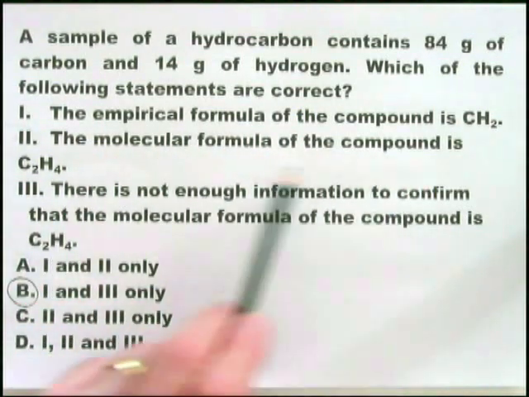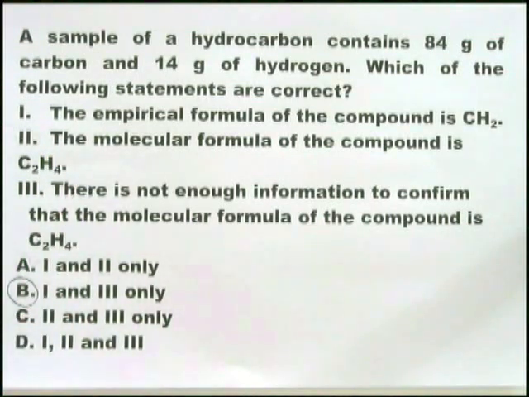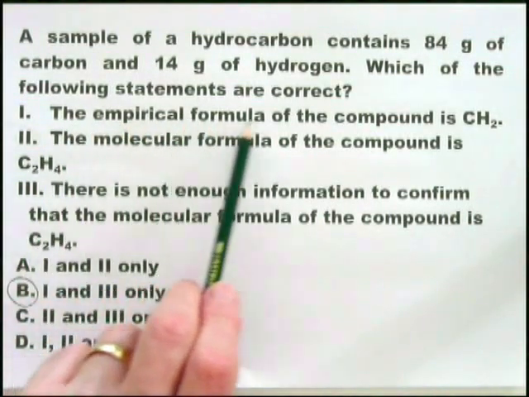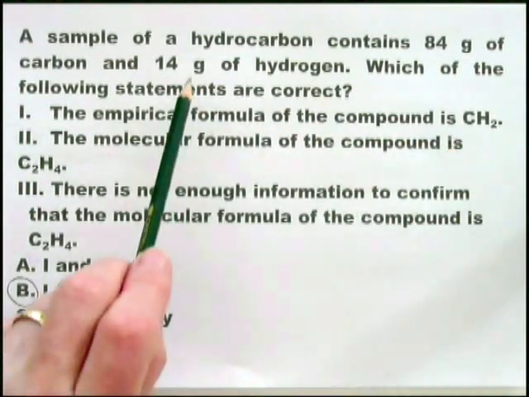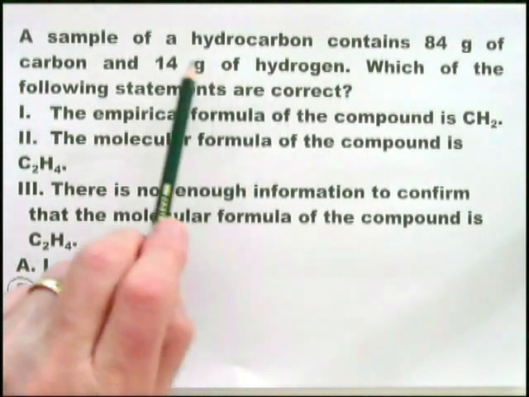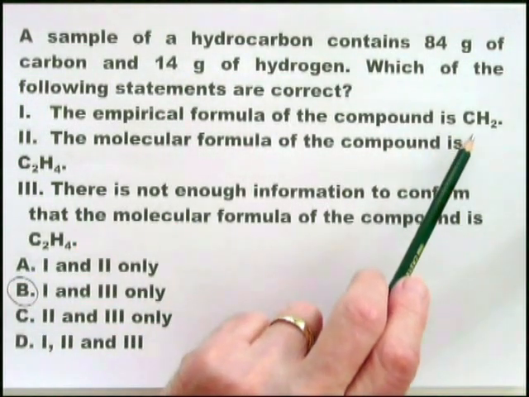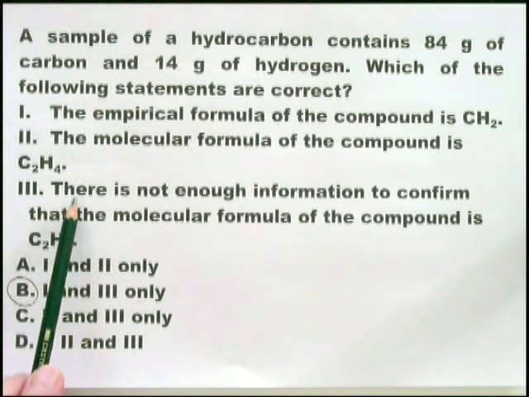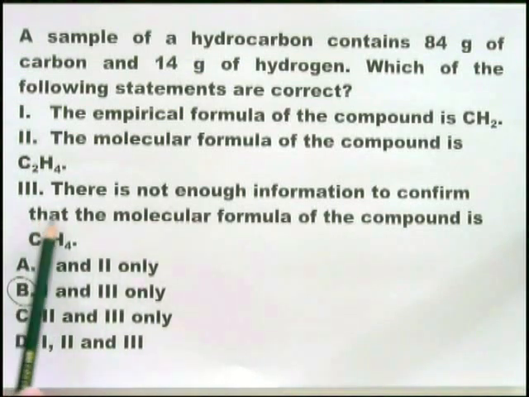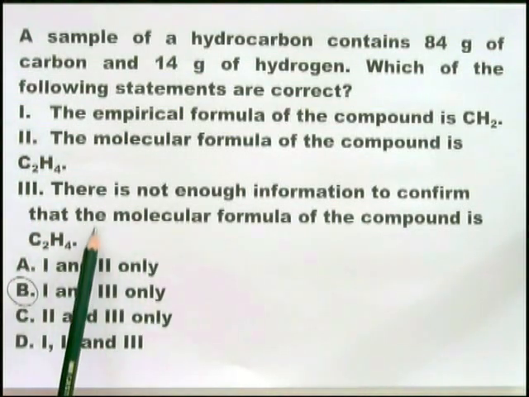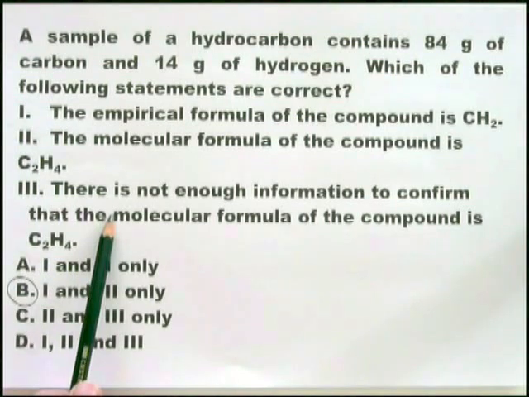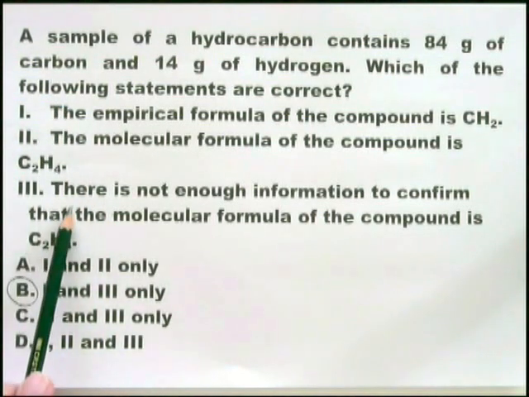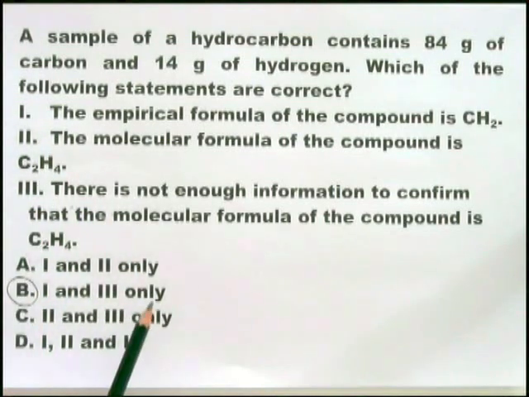The molecular formula compound, that's wrong. Now, you can go back to these and think about them. The empirical formula of the compound is CH2. If you do this calculation, you will find that the empirical formula of the compound is CH2. And then you go here. There is not enough information to confirm that the molecular formula of the compound is C2H4. That is true. So 1 is true, 3 is true, 2 is not true.